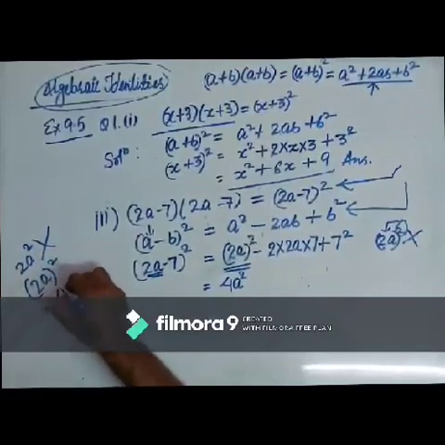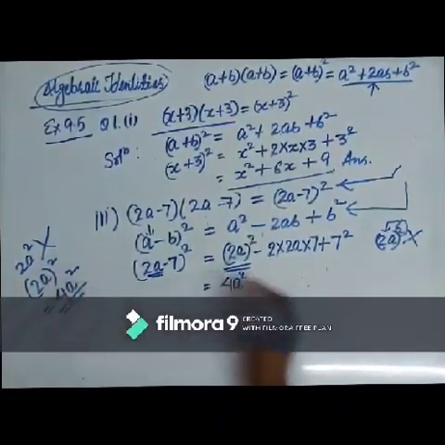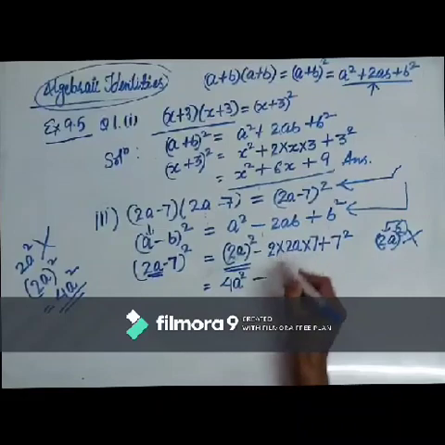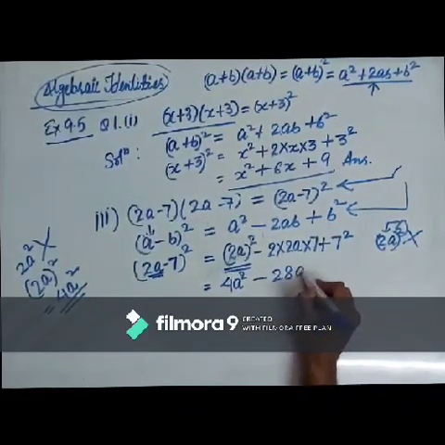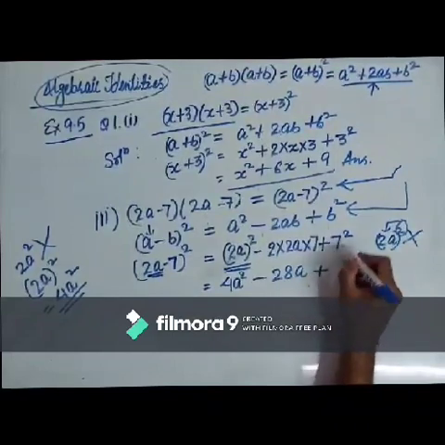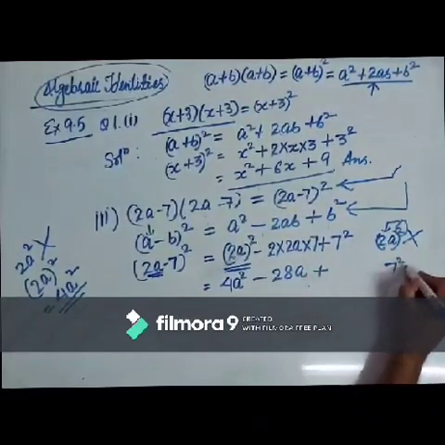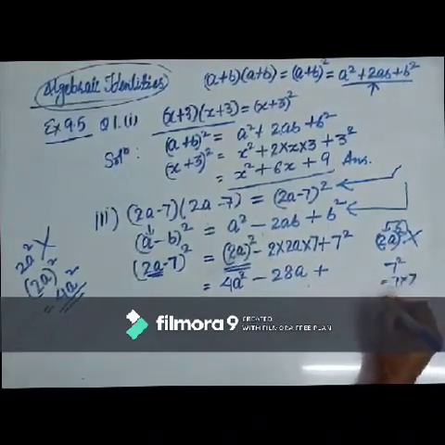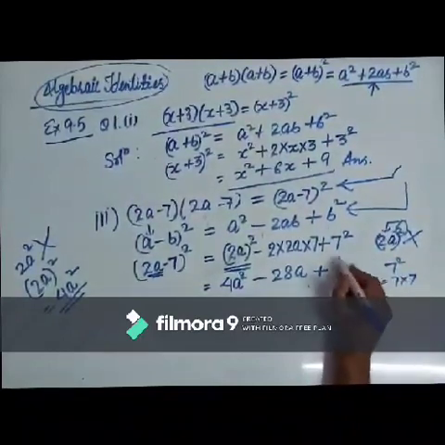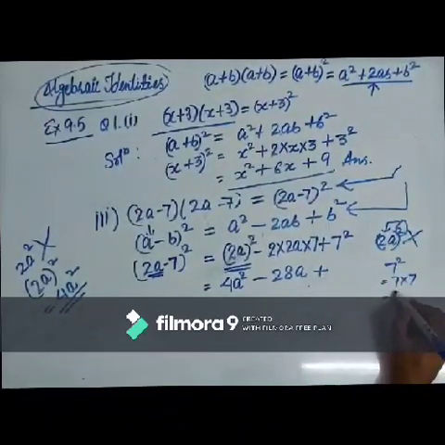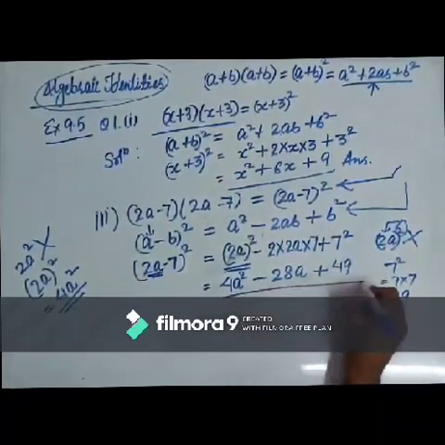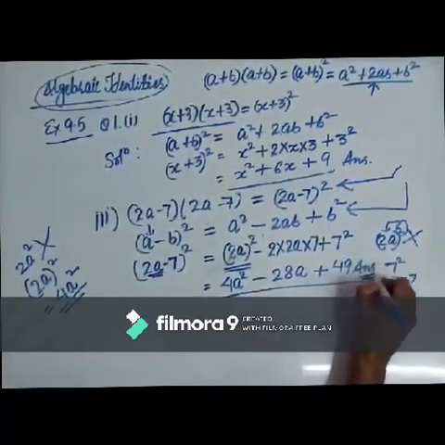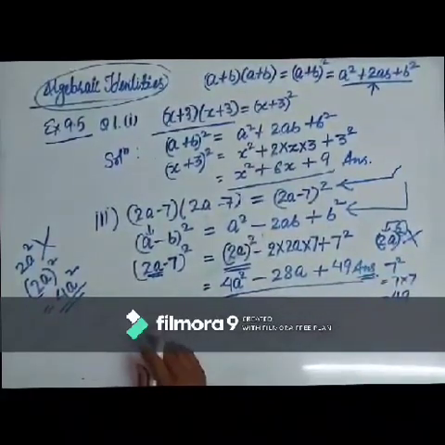That will be equal to 4a square, right? So this is what I have done here. Minus sign, 2 into 2 is 4, 4 7s are 28, 28a plus 7 square. 7 square is equal to 7 into 7. Sometimes students are writing here 7 2s are 14. So this is not 14, this is 49. So no similar terms. This is your answer. Easy.